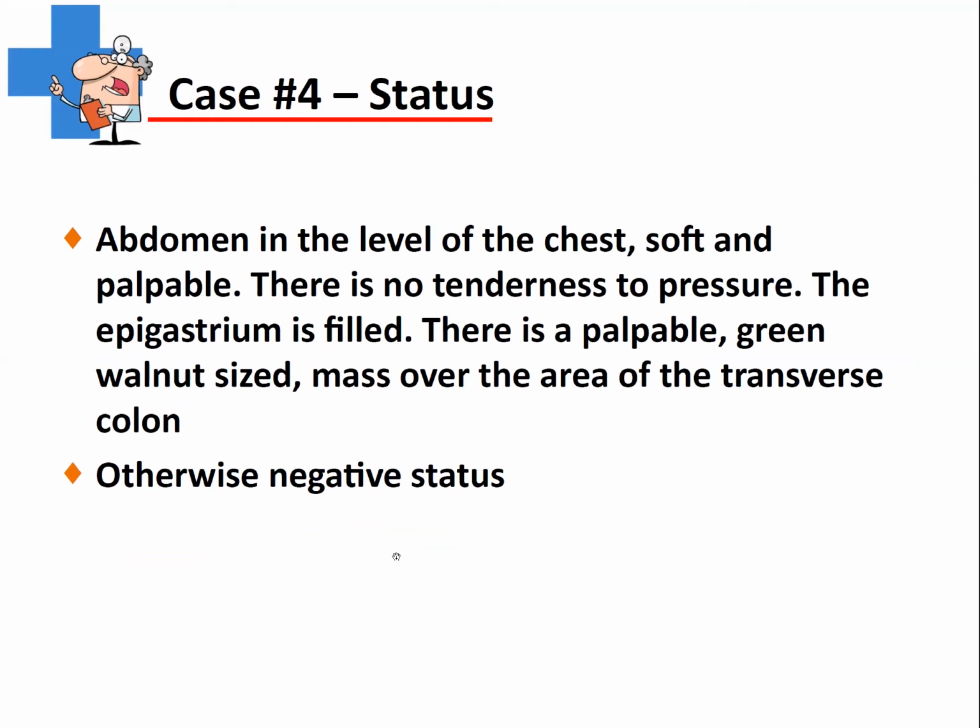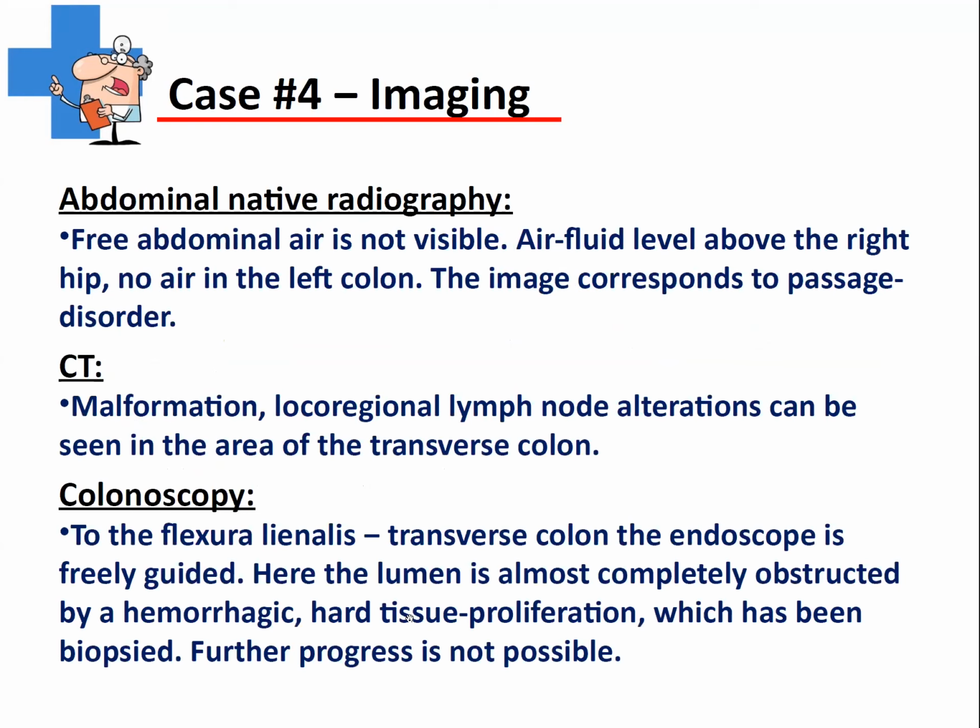Abdomen is at the level of the chest, soft and palpable. There is no tenderness to pressure. The epigastrium is full. There is a palpable green-walnut-sized mass over the area of the transverse colon. Otherwise, it's negative. And the imaging: the abdominal plain radiography was negative, so there was nothing.